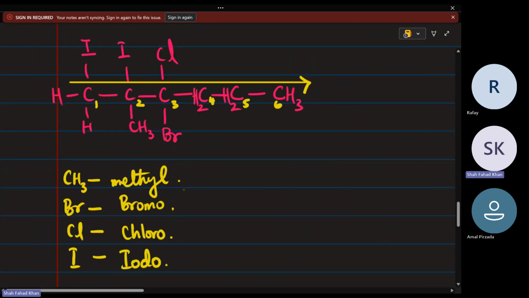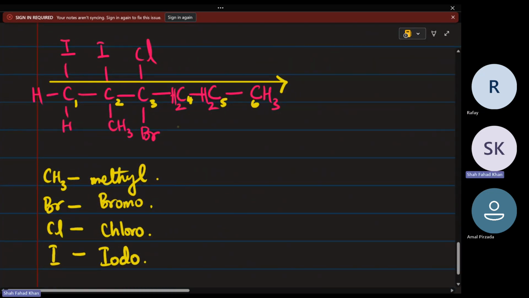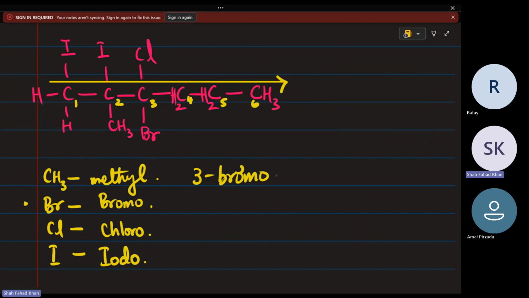So we need to start numbering them, but the naming has to be done in alphabetical order. So which one will be named first? Bromine will be named first because B comes before all of them. So the name becomes 3-bromo, with its position. Then again put a dash, because a dash is always used to separate the number from the letters. 3-bromo, then a dash, and after bromine, chlorine comes, so we have 3-chloro.